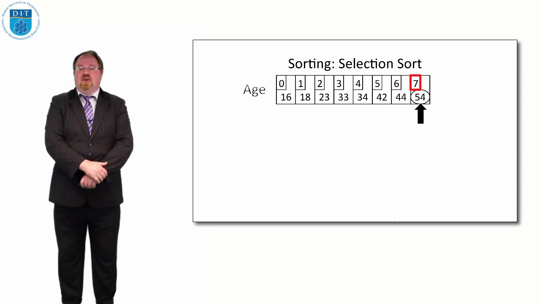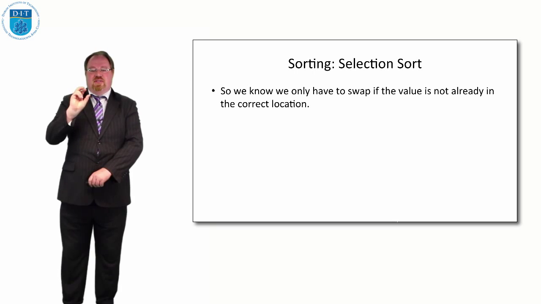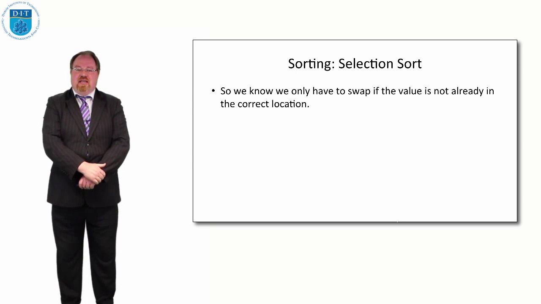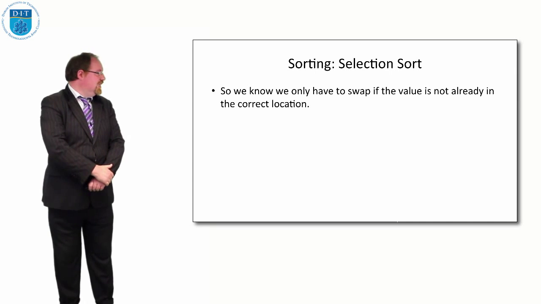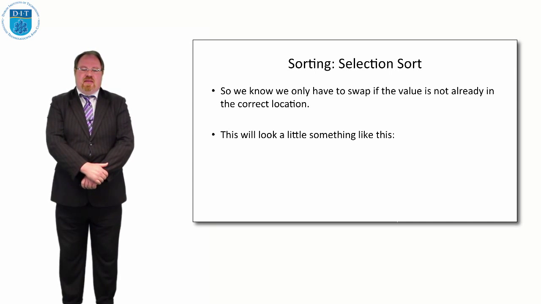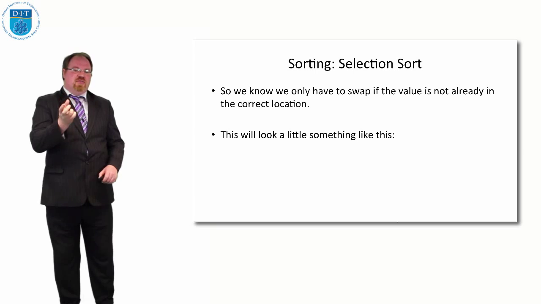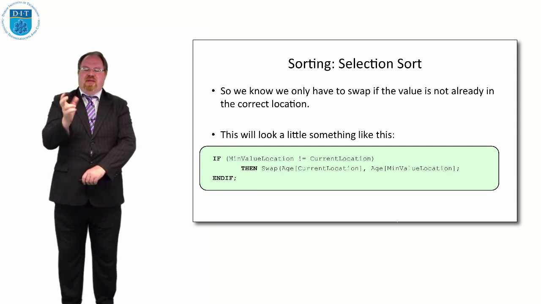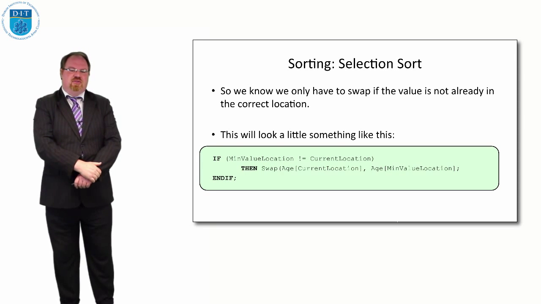So all we have to do is swap the value if it's not already in its correct location. Surprisingly enough, the algorithm for this looks a lot like bubble sort, even though we're doing something completely different. In terms of figuring out how to do the swapping, I'd say a bit of code like this would do it.